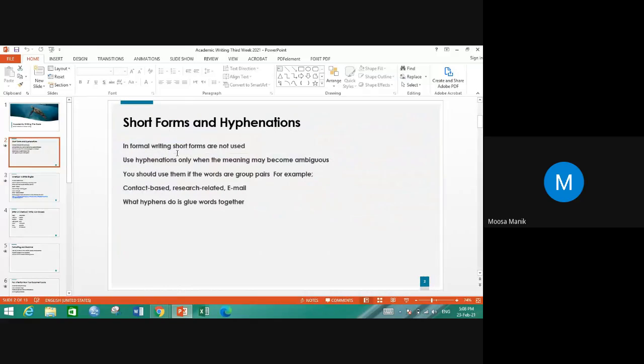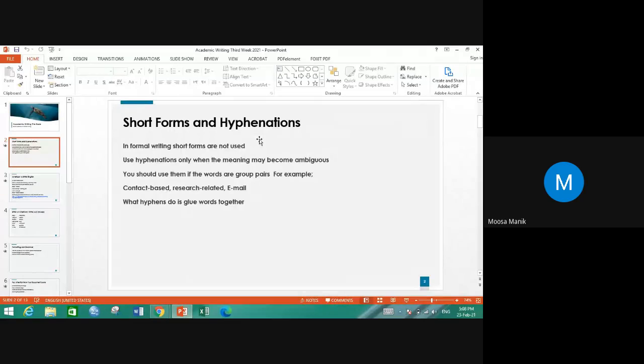So let us say that in formal writing, short forms are not used. Of course, everybody knows what short forms are. If we write informally, we may use short forms. Also, in some academic writing, sometimes I see it, but when you see it, it doesn't mean that it is the best thing to do. As people who are learning to write academically well, we shouldn't use short forms.